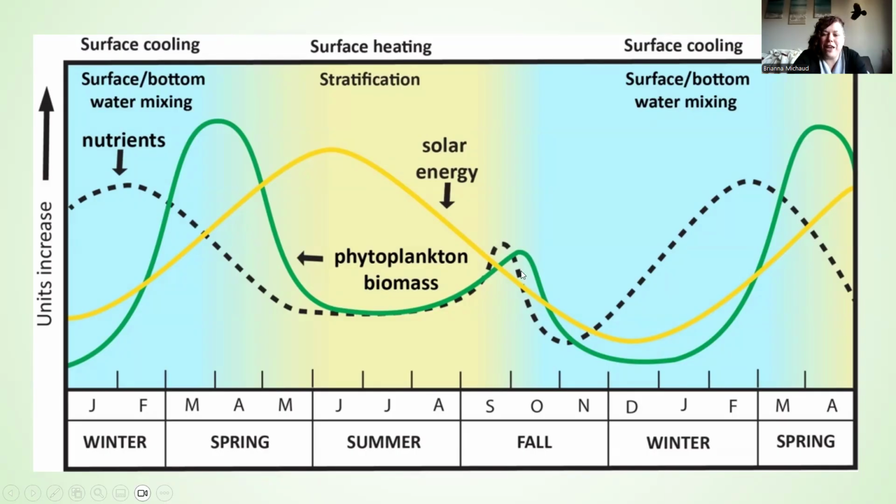And then in the fall, we get a little peak in nutrients because of a little bit of overturning and mixing, and you still have a decent amount of sunlight, so you get that little peak in the fall as well. But then it's pretty low in the winter because even though nutrients are decently high, the sunlight is very low.